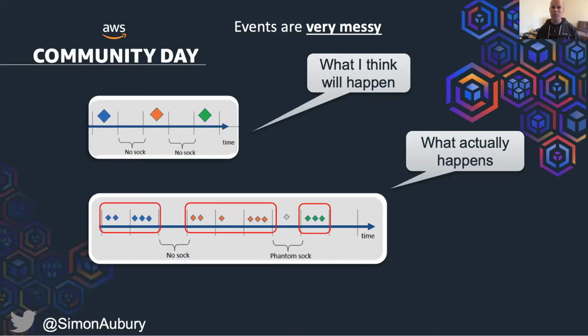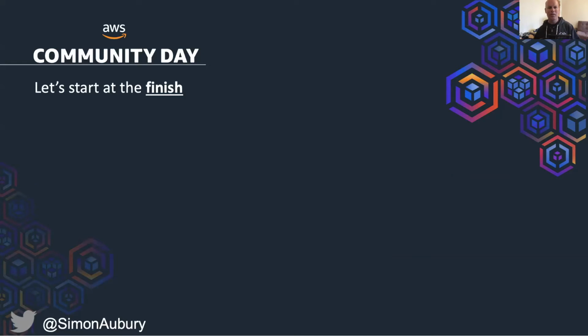So I've got a few problems to solve here. I want to be able to collate multiple identification messages together. I want to remove those random spurious phantom events and ultimately have a clean stream so I can perform some time-based processing and ultimately find my pairs of socks. So this is covering a lot of territory. So let's start at the end and we'll work backwards on how we got there.